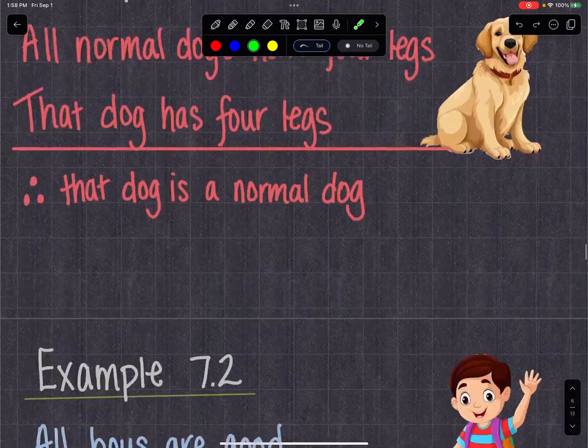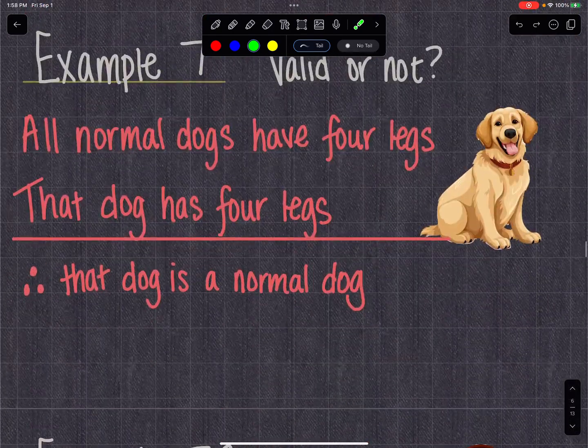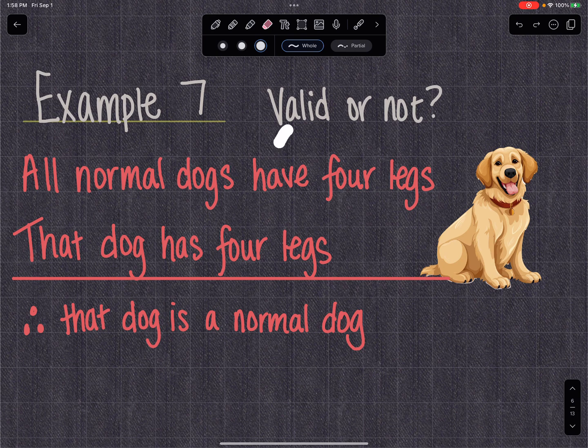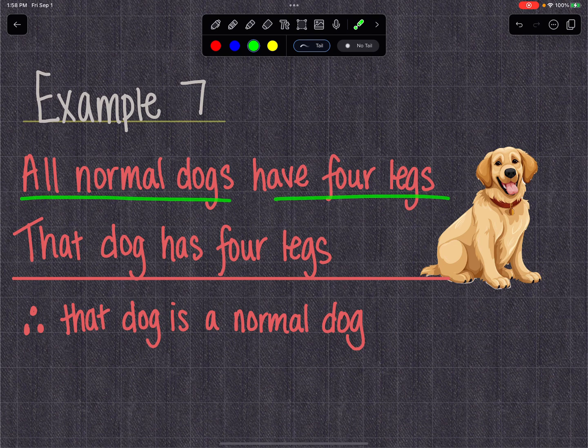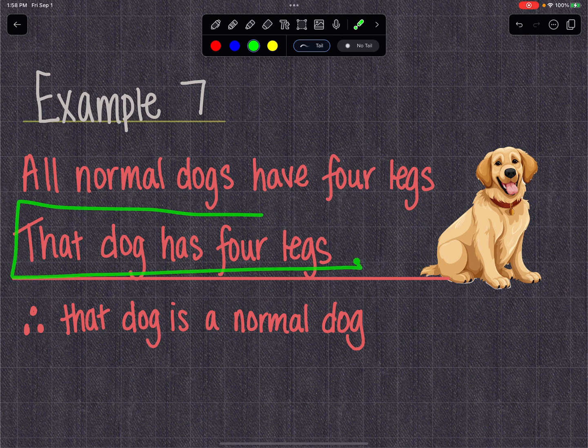Let's do another example. Let's do example 7. Is this valid or not? Okay, so here's the major premise. All normal dogs have 4 legs. Again, don't worry about whether it's true or not. We're just saying if it's a valid argument. So the set is all normal dogs have 4 legs. And then the minor premise is that dog has 4 legs.